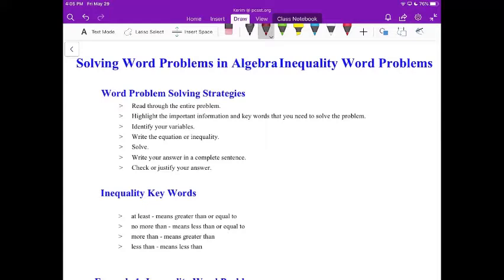And then check or justify your answer. Always, if you have time, double check your solution. Maybe you made tiny mistakes that affect the results, or calculation mistakes and so on and so forth.